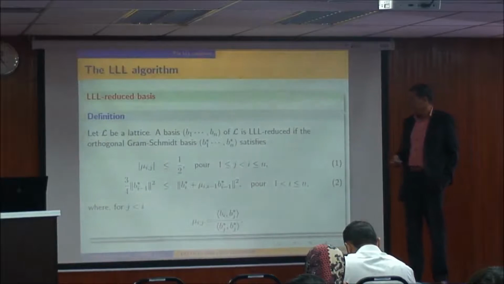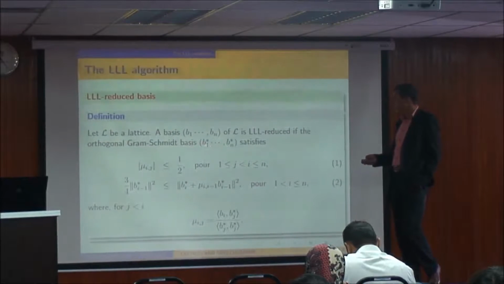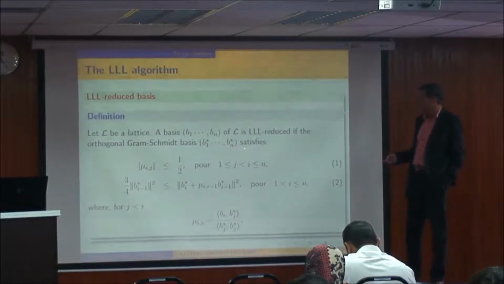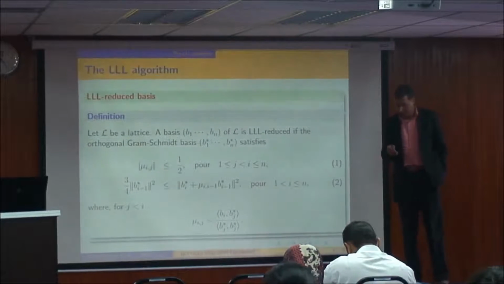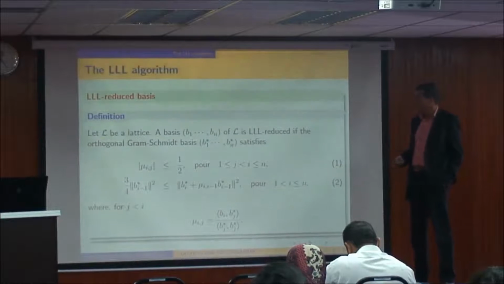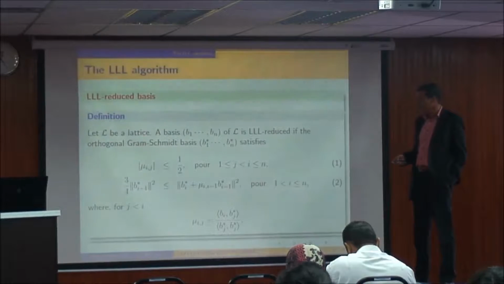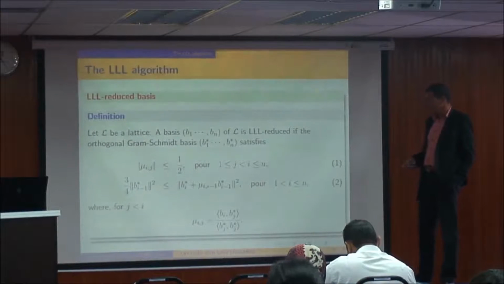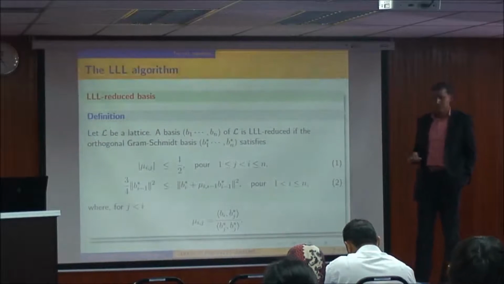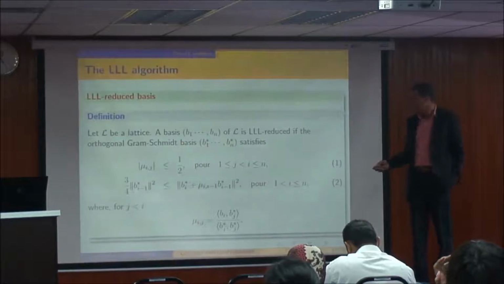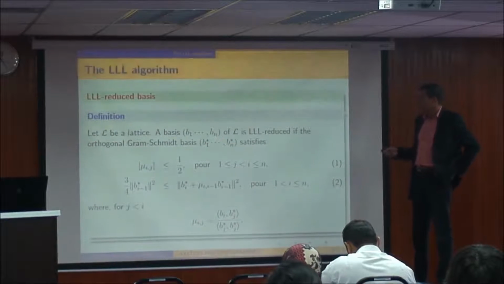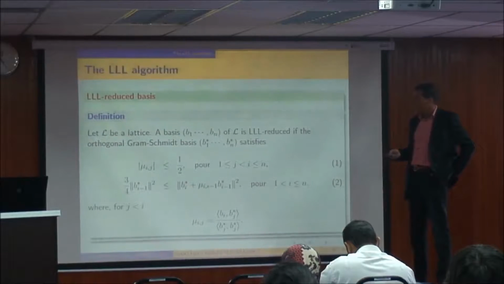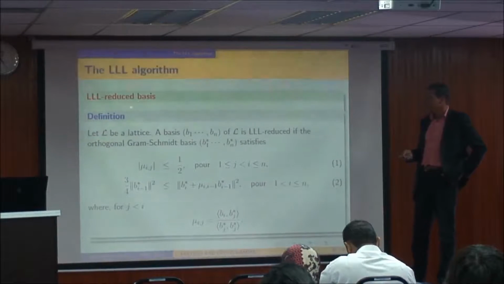Also, the basis B1 star to Bn star is used to compute other norms and other properties of the lattice. For example, in this situation, we can use the basis B1 star to Bn star to find the definition of what is called the LLL reduced basis.